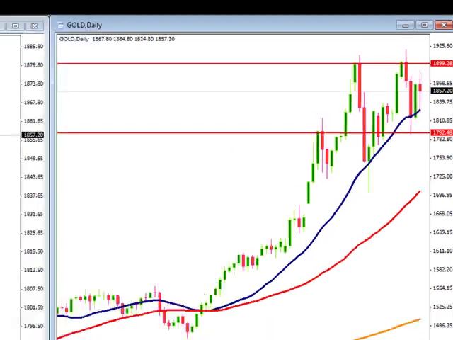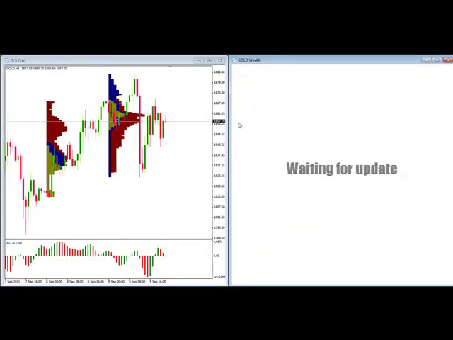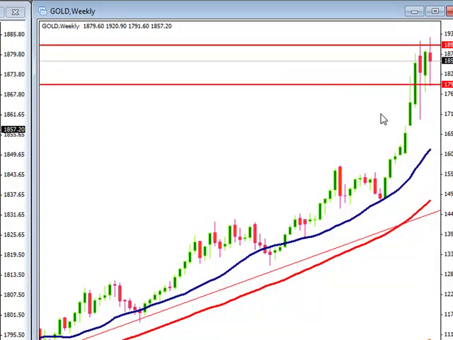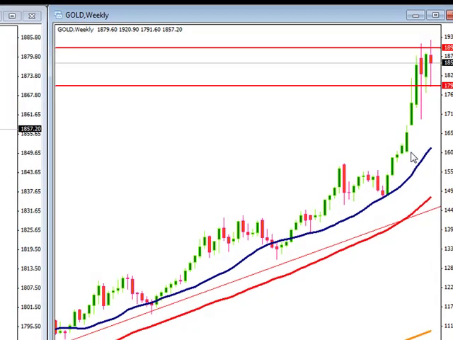As we zoom out and take a look, we can see on a weekly, there's that 20 moving average acting as support. So we are well off that 20 moving average, well off of it. So I still say eventually the market has to pull back, but that's not going to happen until some clarity in the global economy. Right now, there's still a flight to gold.